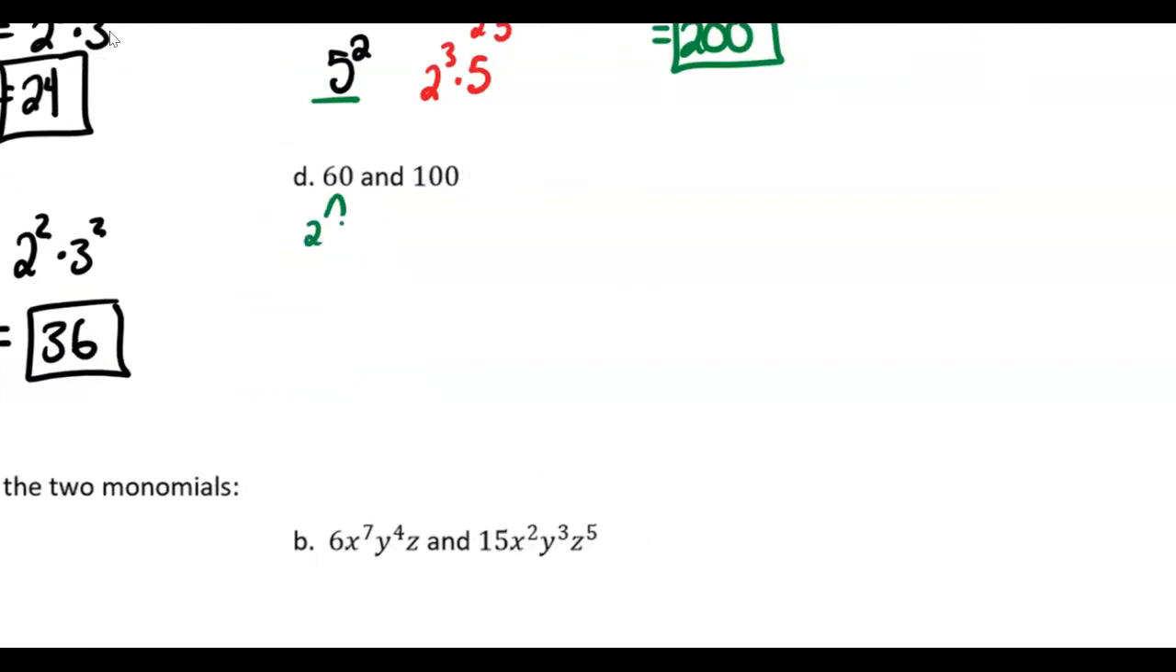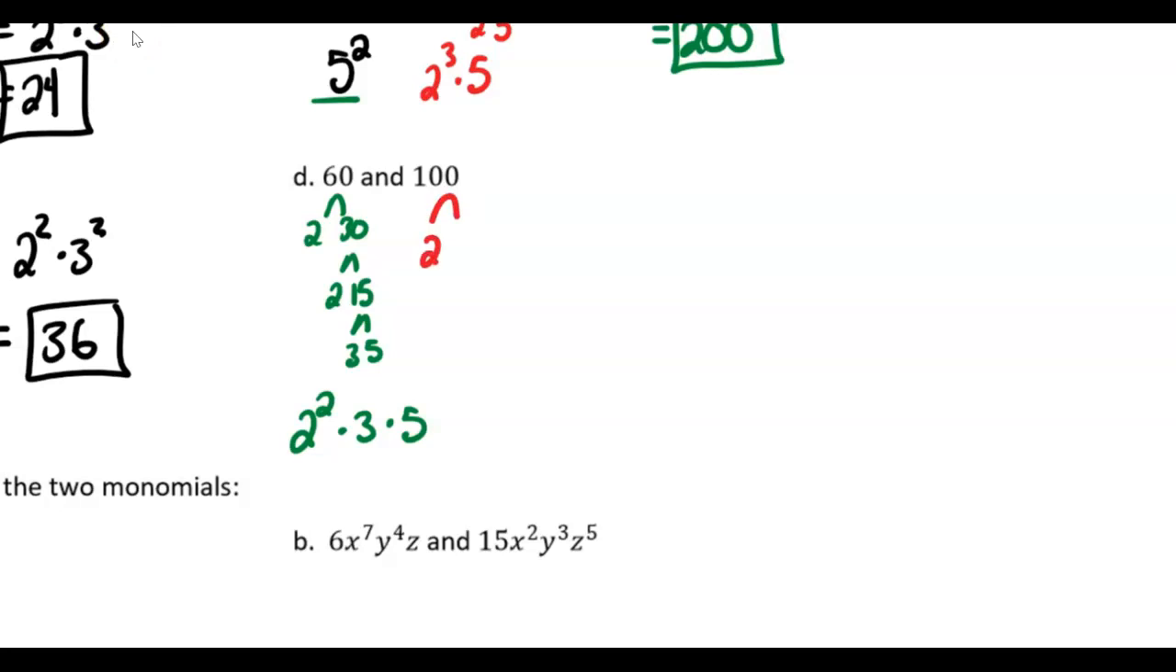60 is 2 times 30. 30 is 2 times 15. 15 is 3 times 5. So how you get 60 is you have 2 times 2, that's 2 squared, times 3 times 5. That's 60 written out in what's called prime factorization. This is one of those skills that's kind of haunting us from elementary.